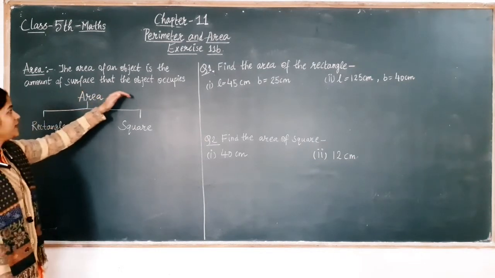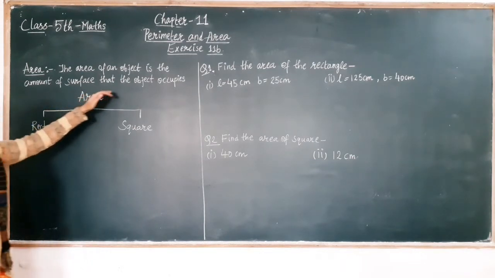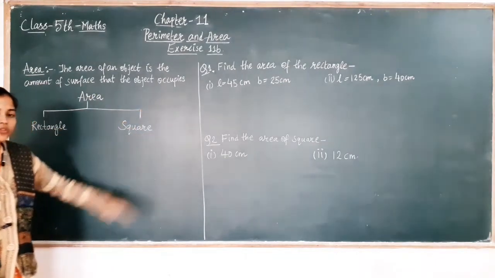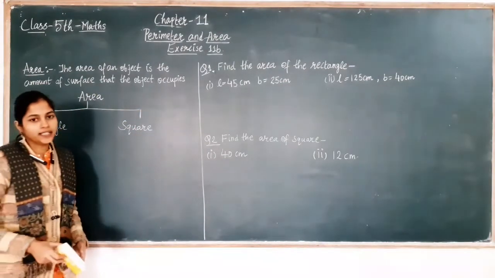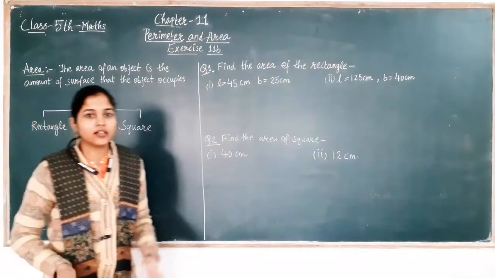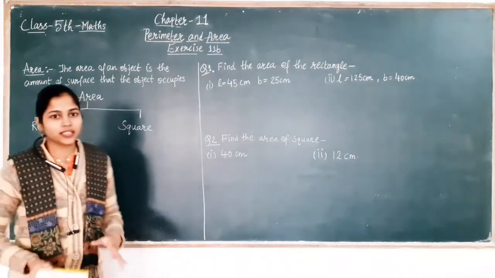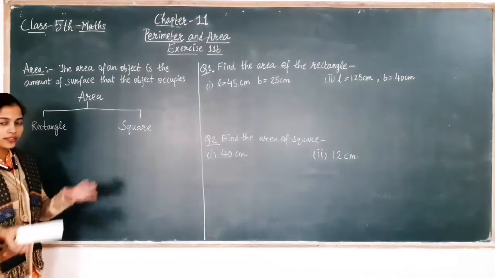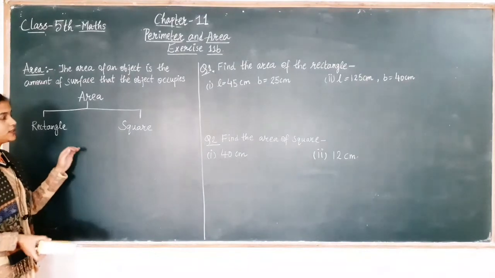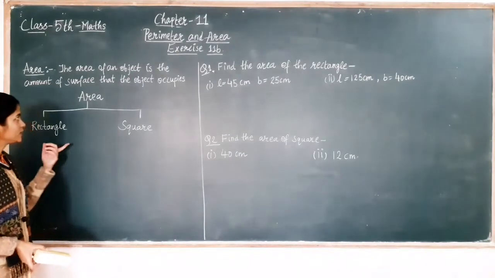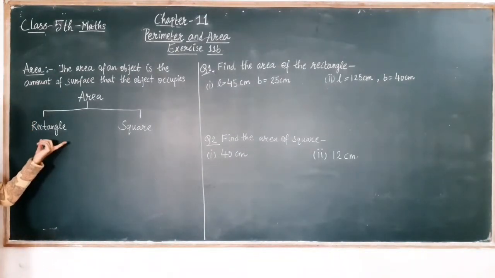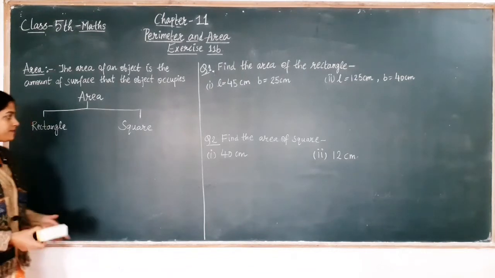The area of an object is the amount of surface that the object occupies. So what do you mean by area? The space that an object covers or occupies is known as its area. Today in this topic we will see the area of two shapes, that is rectangle and square.